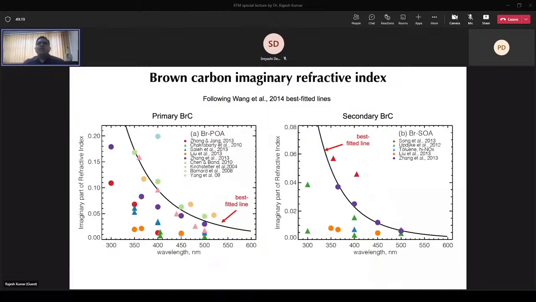All right, so these are the imaginary refractive indices of brown carbon. The left panel is for primary brown carbon, the right panel is for secondary brown carbon, and all these symbols that you see are the refractive indices reported in different studies. So what we did is we took all these values and came up with a best fitted line, and we used the values from this best fitted line to represent the imaginary part of refractive indices in our model.